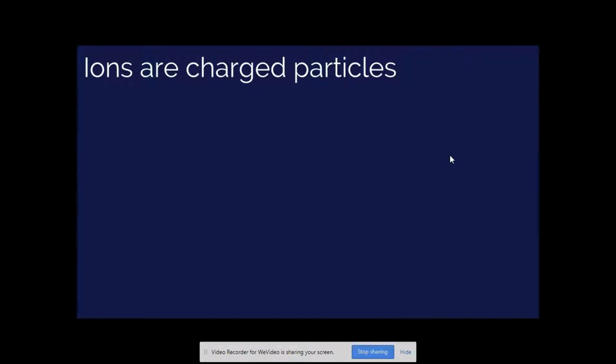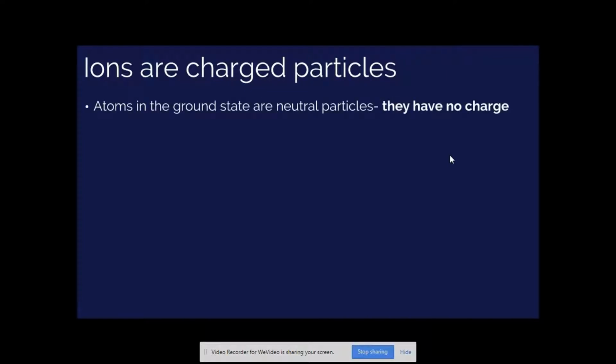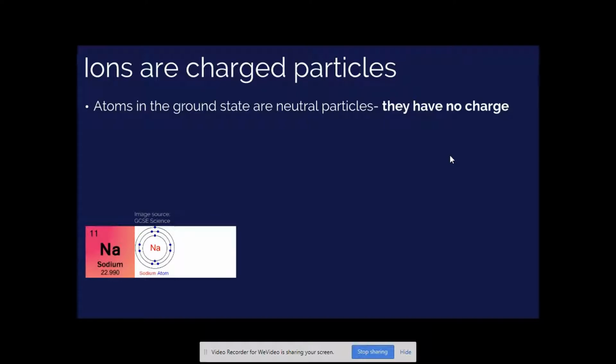So let's talk about charged particles. Everything that we've talked about for atoms on the periodic table, all the elements, we're talking about them in their ground state. And we see that they're neutral particles. That means that they have no charge. And the reason for this, let's look at this example of sodium.